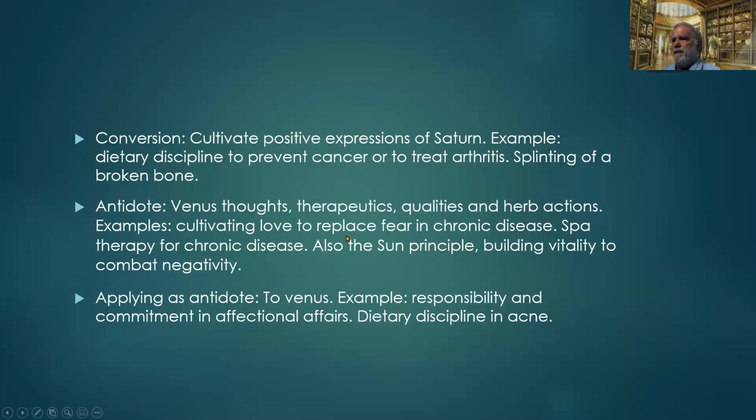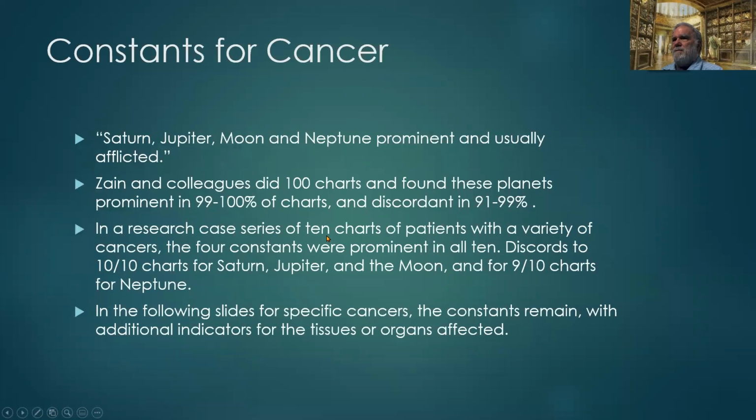All right. We'll do some cancers here. Cancer in general, and I'll do some specific cancers. Okay. This is what they found. They did 100 charts, and they did Saturn. They said Saturn, Jupiter, Moon, and Neptune, prominent and usually afflicted.